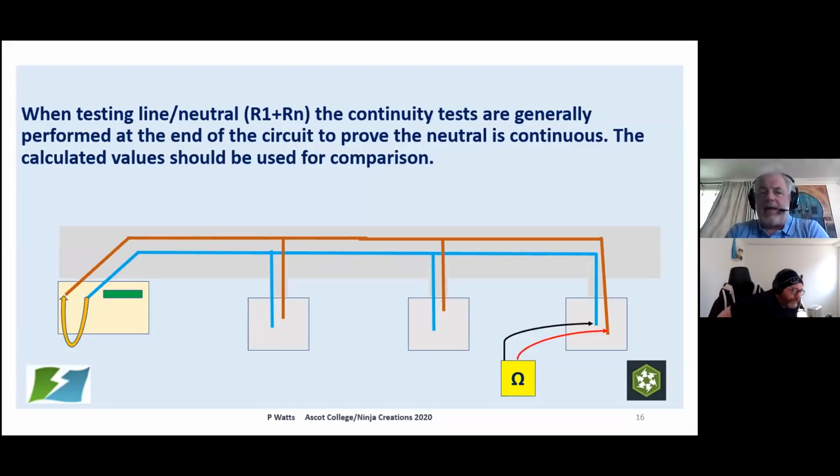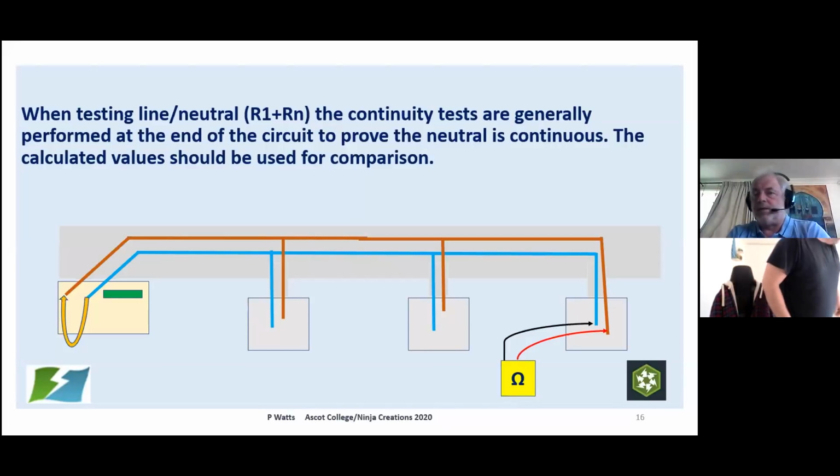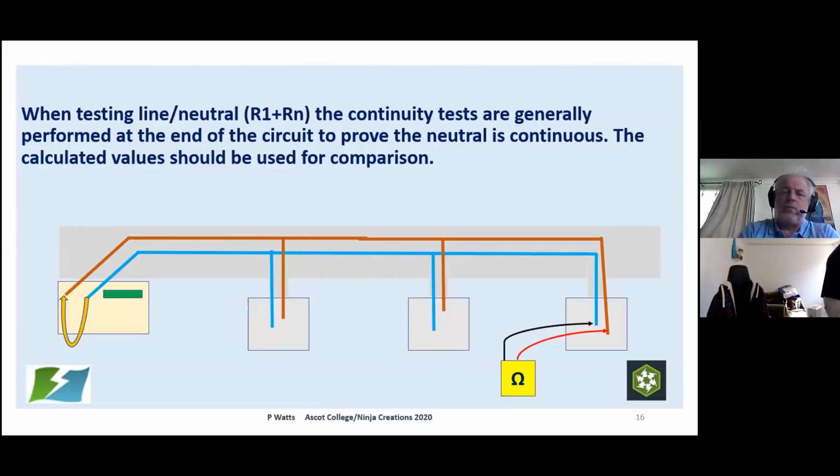When testing line and neutral, R1, Rn, continuity tests are generally performed at the end of the circuit, and we like to test Rn because it gives us proof that we've got a neutral at the end of the circuit, which means that the system's actually going to work when we turn it on. It also means that we're testing the neutral. Now, we need to test the neutral before we do an insulation resistance test. If we don't test R1, Rn, then we're not performing a continuity test on the neutral.